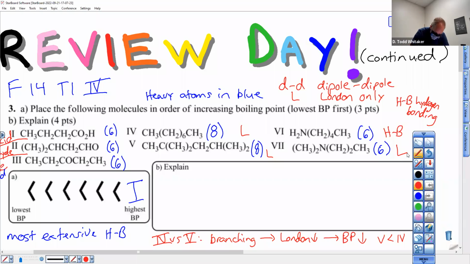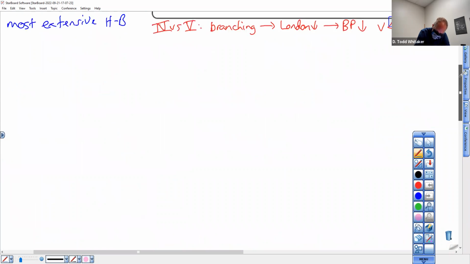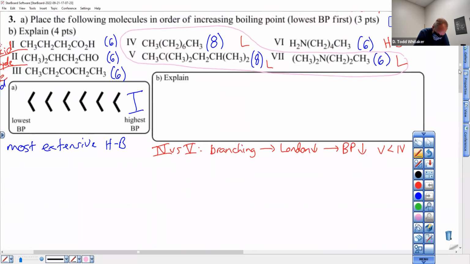So in my alkane, my L category, I am now circling it in light pink because I know the order of these 3. So IV versus V versus VII. There's a teeny bit of branching in VII. Stick figures will show it.